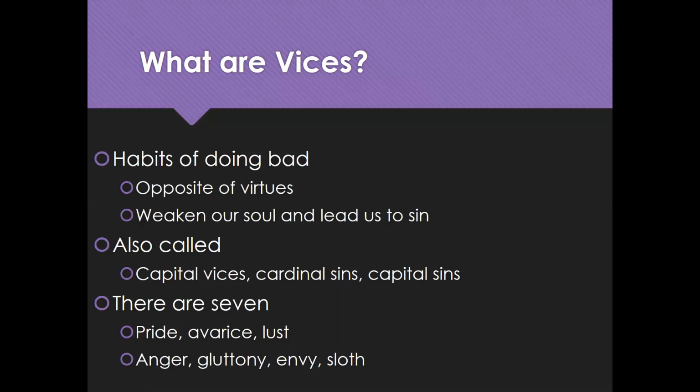Vices are also called capital vices, cardinal sins, capital sins. There's a lot of different names for them. And there are 7 of them: pride, avarice, lust, anger, gluttony, envy, and sloth. So those are the 7. If you need to pause this slide, you can.